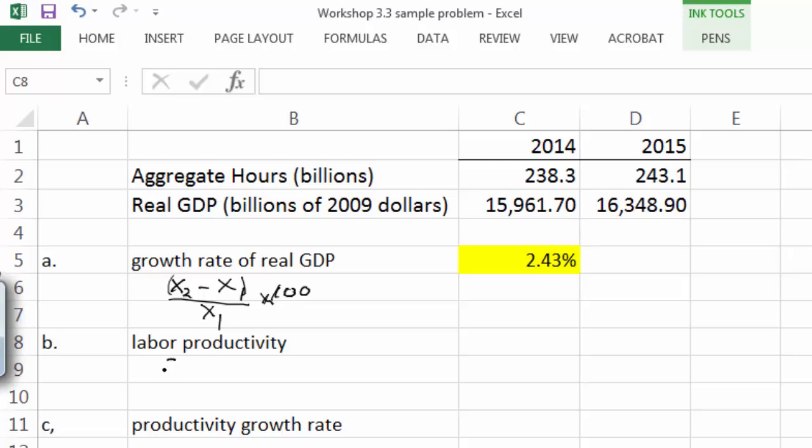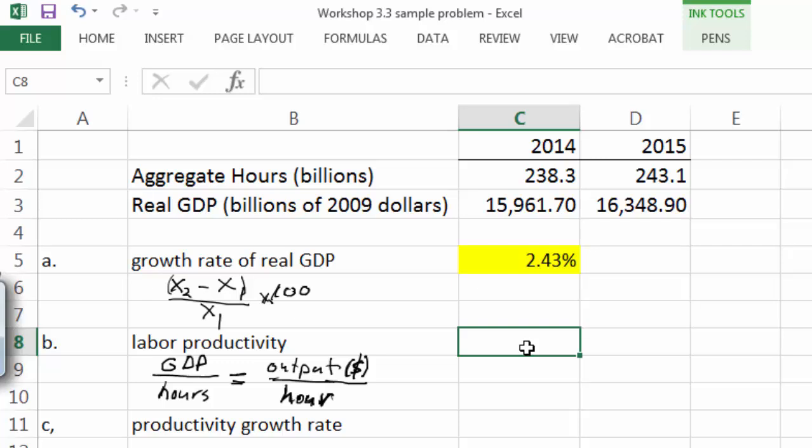That's simply the GDP, which is a measurement of total output, you'll remember, divided by the hours it took to produce that output. And this will basically work out to a number that tells us output per hour. We're talking about dollars worth of new output produced per hour of labor in the economy. So this will be very straightforward to do in Excel.